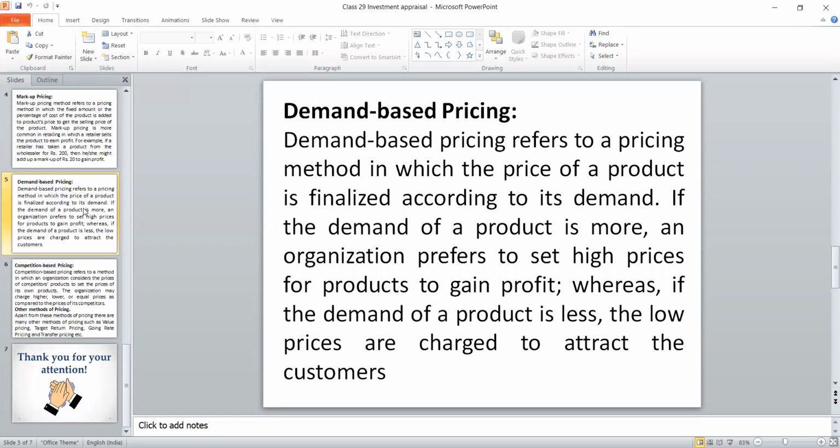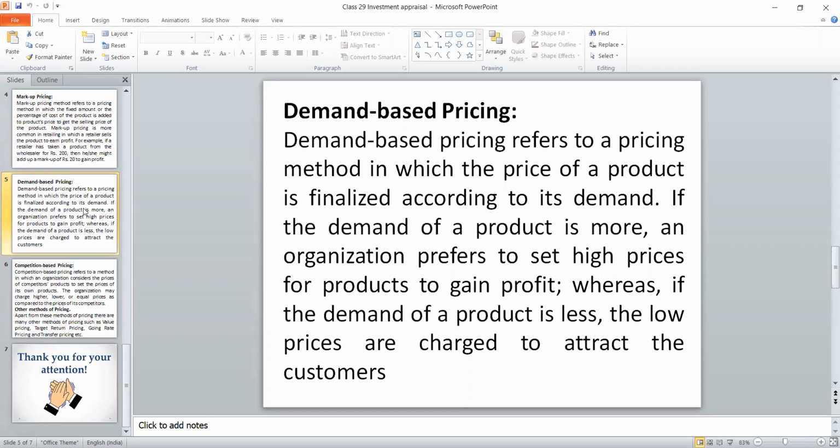Now let us move to demand based pricing. Usually, demand pricing refers to a pricing method in which the price of the product is finalized according to its demand. Depending on how much demand there is, the price is set accordingly.